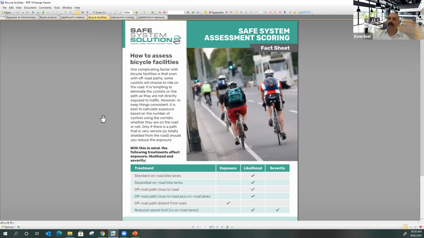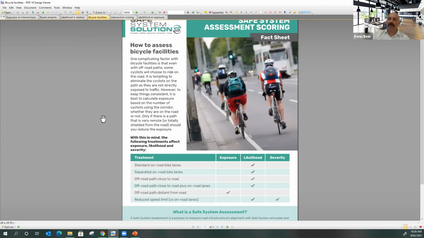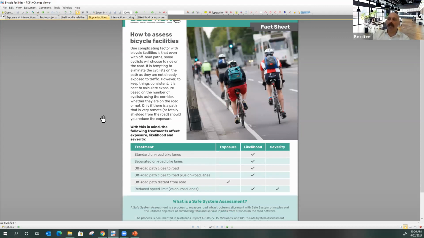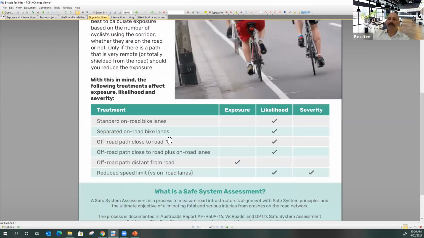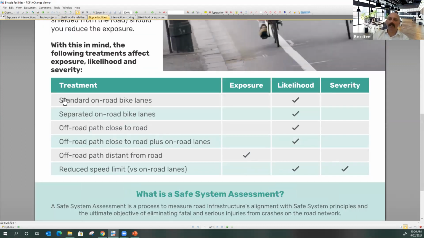This is a really good one. When you've got bike facilities, how do you score those? Are they exposure? Are they likelihood? Are they severity? Well, that depends. Very much depends. Standard on-road bike lanes, that's going to influence the likelihood. So if you've got them, bit of a reduction in the likelihood of crashes. Separated on-road bike lanes, still a likelihood.